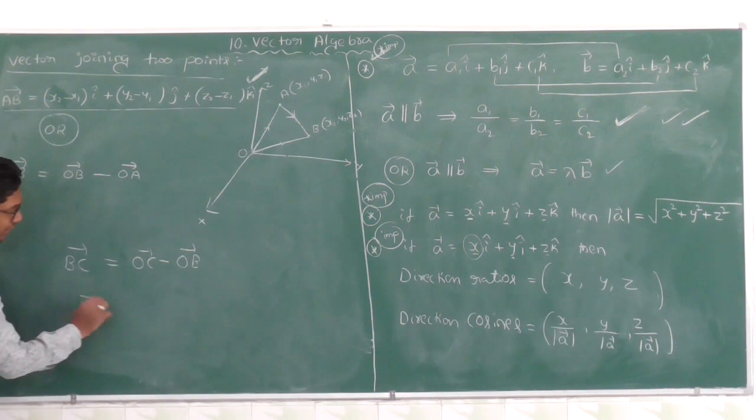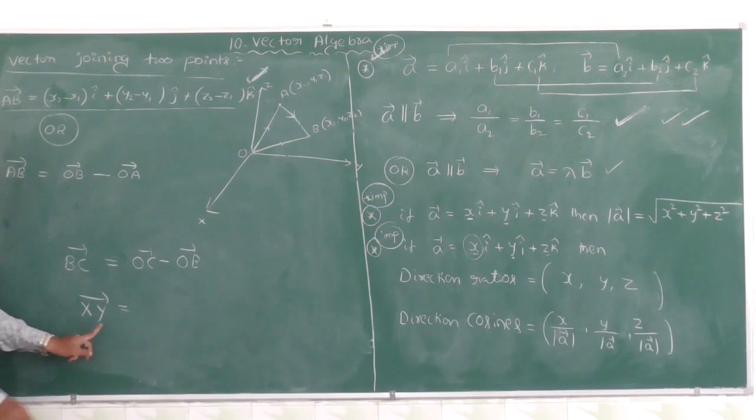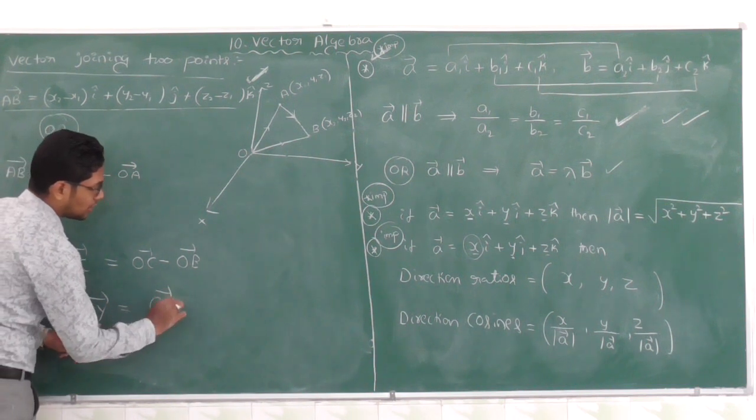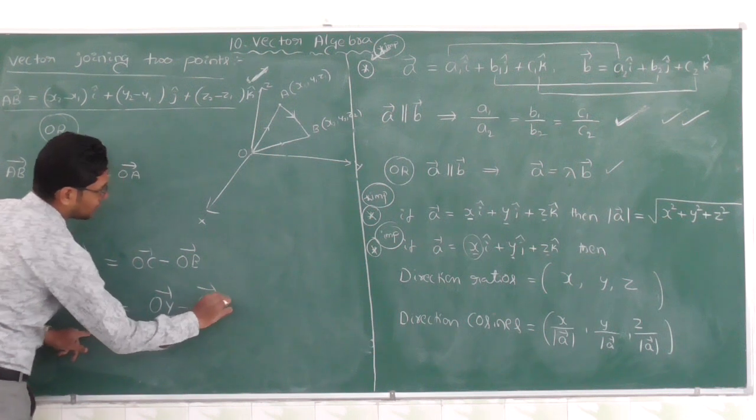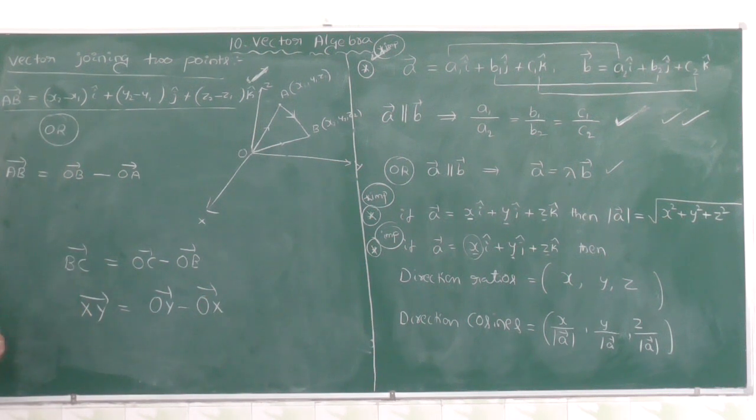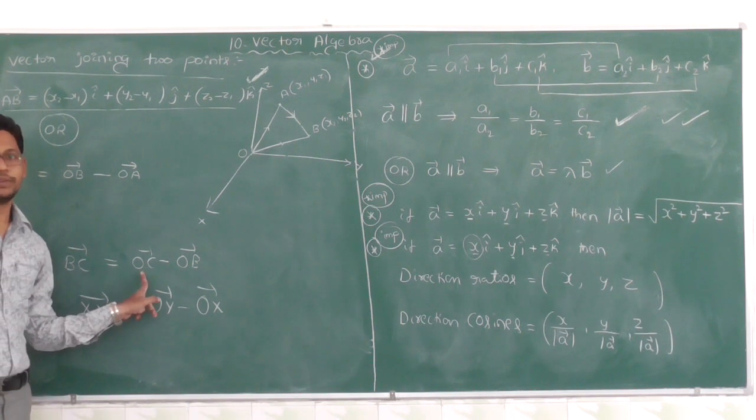Suppose we have XY vector. How to find XY vector? OY vector minus OX vector. Like this, we have to find the vector joining two points through position vectors. Okay.